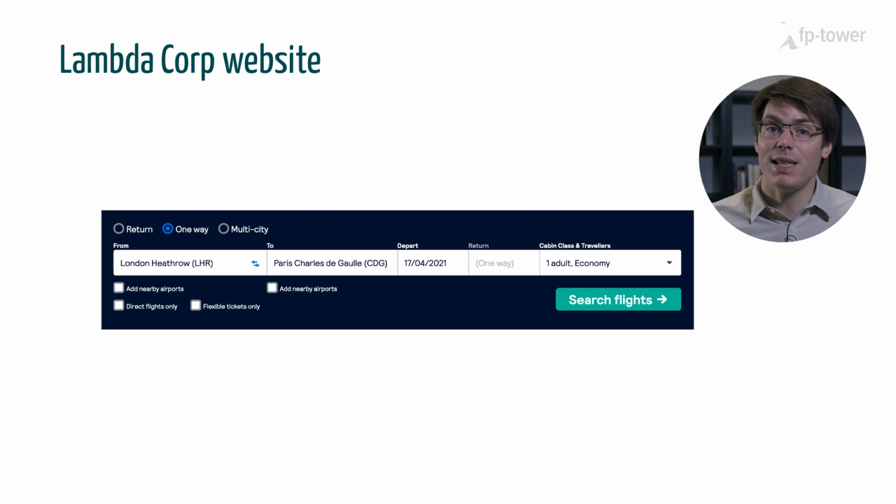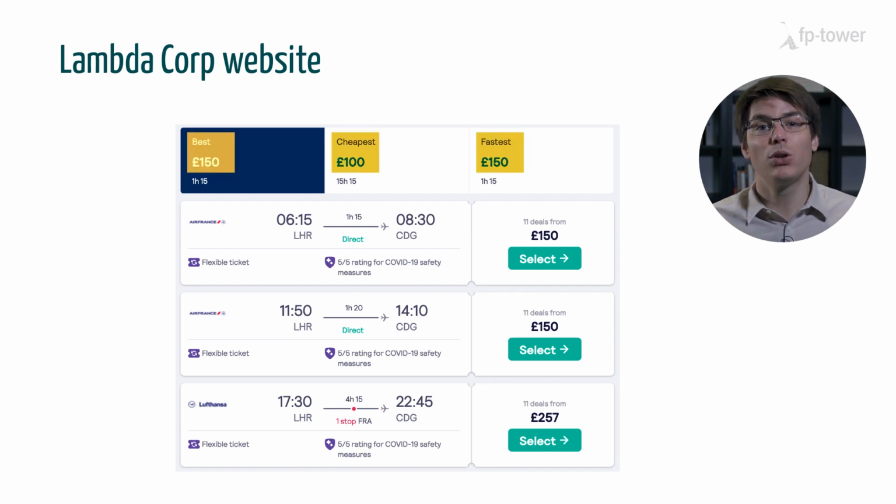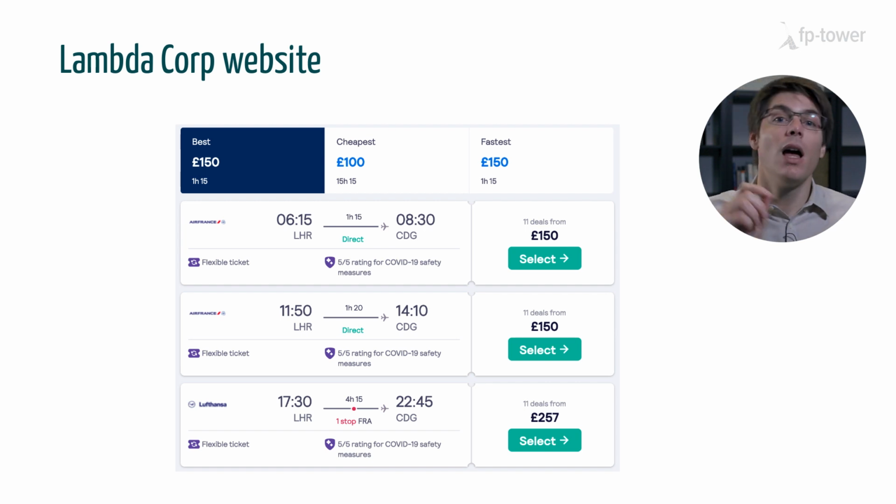Then, when the user presses the search button, they are redirected to a new page which displays their search results. In particular, they will see a list of flights with lots of metadata for each flight, such as the name of the airline, the departure and arrival time and location, the duration of the journey, the number of stops, and the price. Additionally, the website also provides convenient shortcuts to the cheapest, fastest, and best flight, for some definition of best. Now let's have a look at what happens behind the scene when the user presses the search button.